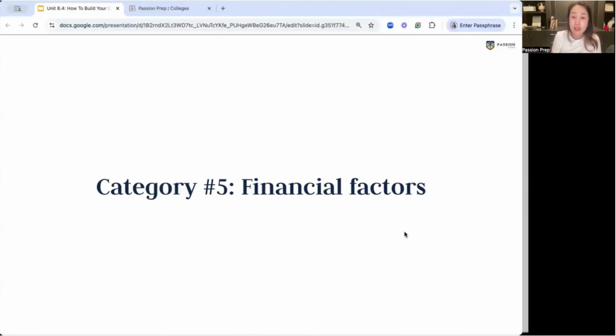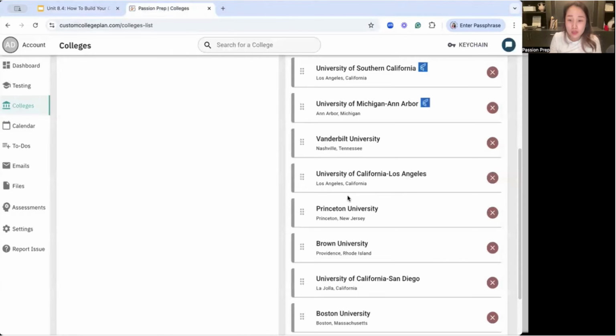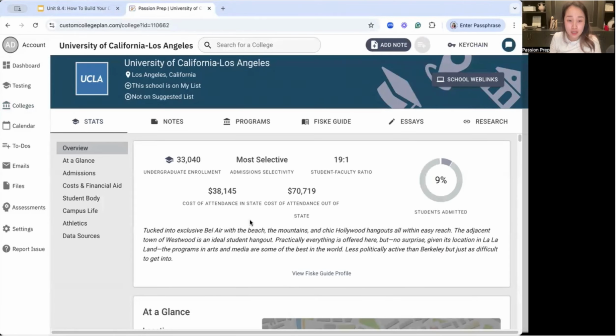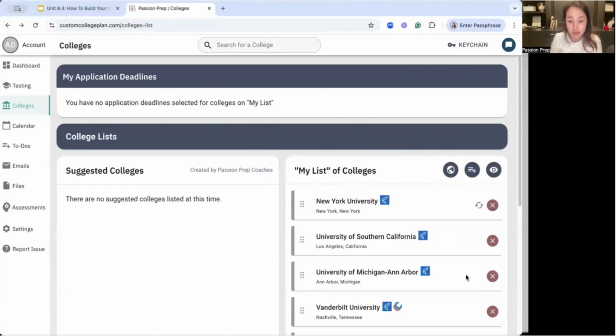Category number 5 is financial factors. So tuition. That's the key, right? When you click on the college, if I click on UCLA, it automatically tells me the cost of attendance in state, which is 38K, and out of state, which is 70K, right? Why financial factors is important is because let's say you live in Boston, but you want to go to UCLA, but you look at the 70K tag just because you're out of state. Hey, it's a really good way to just rule it out, just delete it, right?